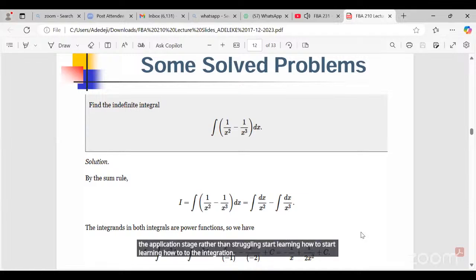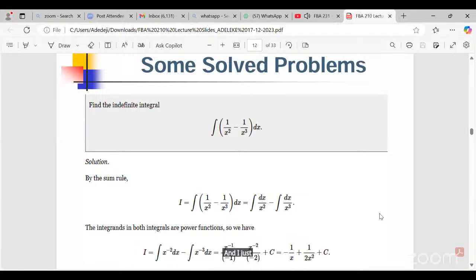Now let's look at the second example here. We are to integrate 1 over x squared minus 1 over x cubed with respect to x.